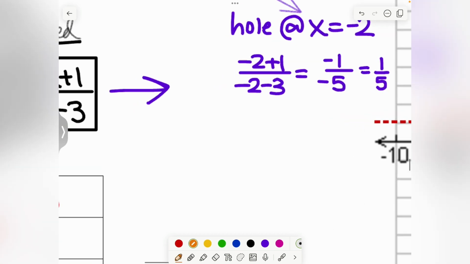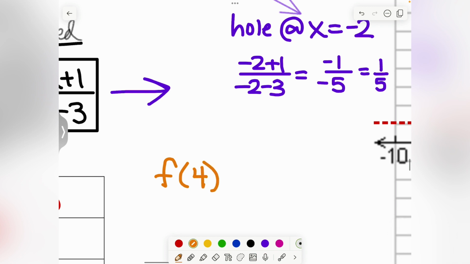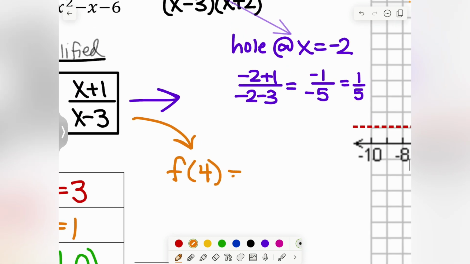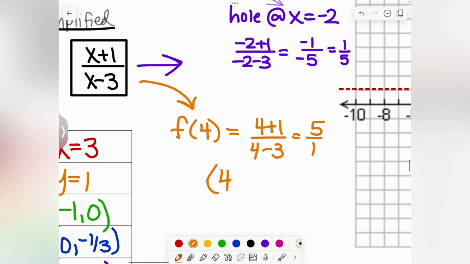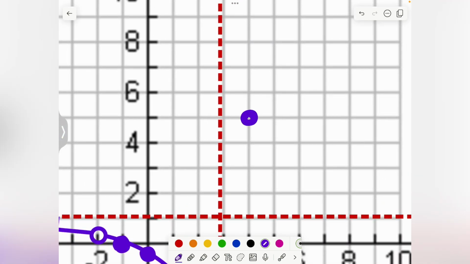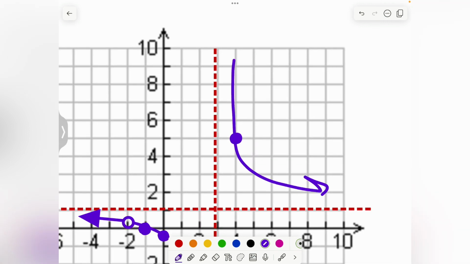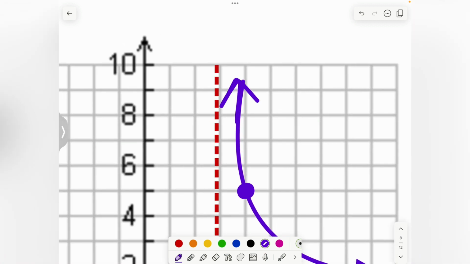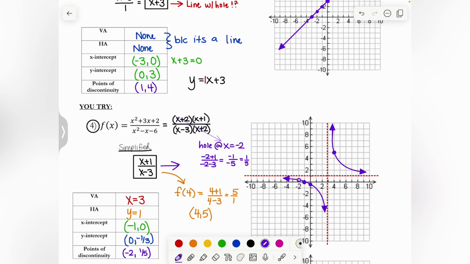And so now I have to find one extra point and we will be done. So I'm going to find f of 4, and I'm going to find it in the simplified. So that's 4 plus 1 over 4 minus 3, 5 over 1. So the point is 4, 5. 4, 5 up here. You may be wondering if the graphs are always kitty corner from each other like this. Very often the answer is yes, but there are exceptions. So you always want to find that extra point just in case this happens to be one of those graphs where it's not across from each other like this.